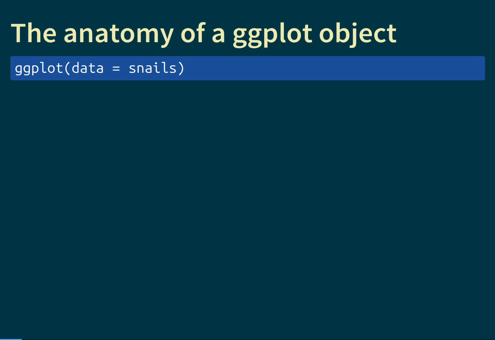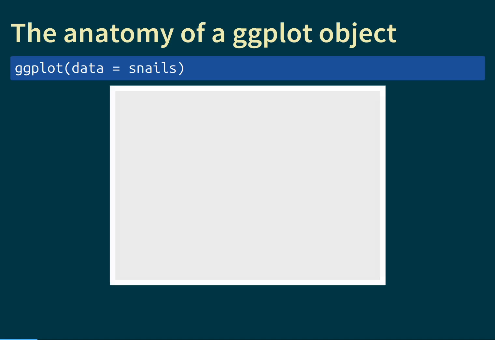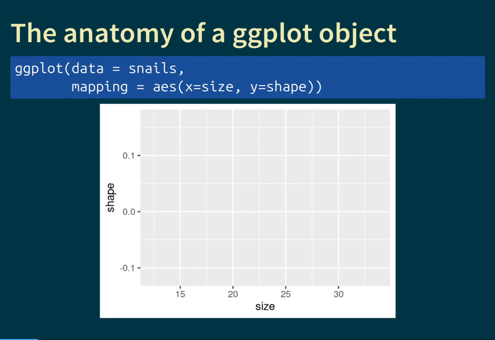Of course, only defining the data that we want to plot from doesn't tell the computer anything about what we want to plot. Therefore, if we were to run this line in R, all we would see is an empty canvas. In order to see something a tad more interesting, we have to add the next argument to the ggplot function, which is called mapping. And mapping is actually short for aesthetic mapping, and I'm going to explain what aesthetic mappings are. An aesthetic mapping is always defined by this weird helper function called aes. Again, that is short for aesthetics or aesthetic mappings.